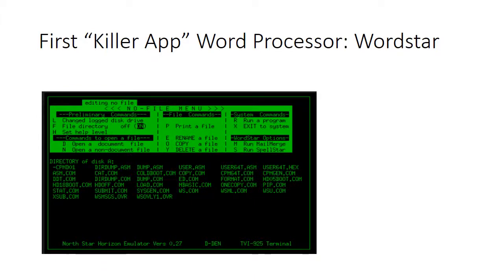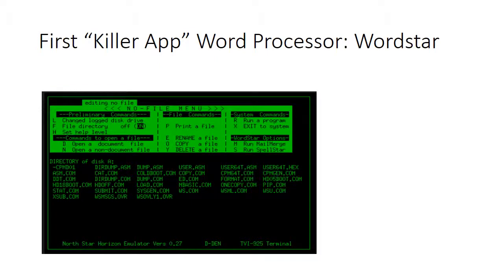For example, you can see there's a command to open a non-document. Okay, what's that? Anyway, this was a very popular word processor, but even in the early days, they recognized the need for conceptual models built on people's mental models.